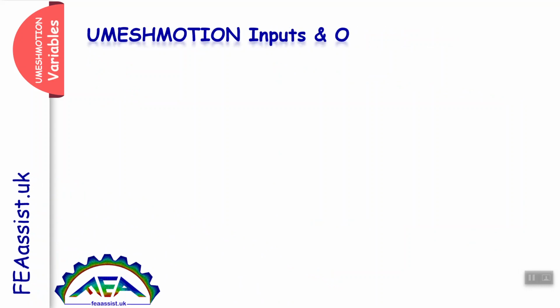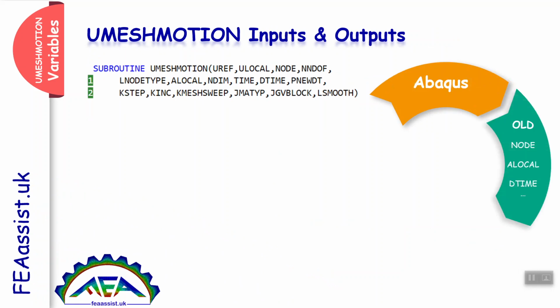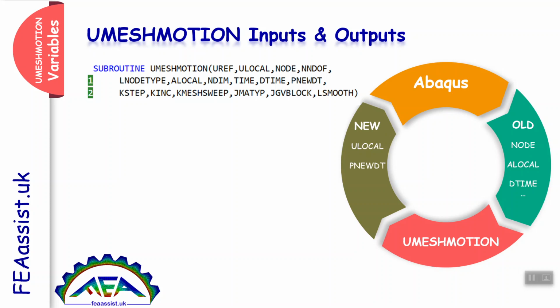UMeshMotion variables. UMeshMotion has some variables. Some of them are inputs. We need to get those inputs, process them, and export the results as output into Abaqus. In other words, Abaqus computes node positions, time, and other variables. We need to get these variables, process them in UMeshMotion, compute the displacement or velocity of the nodes in the x, y, and z directions, and return these variables into Abaqus.